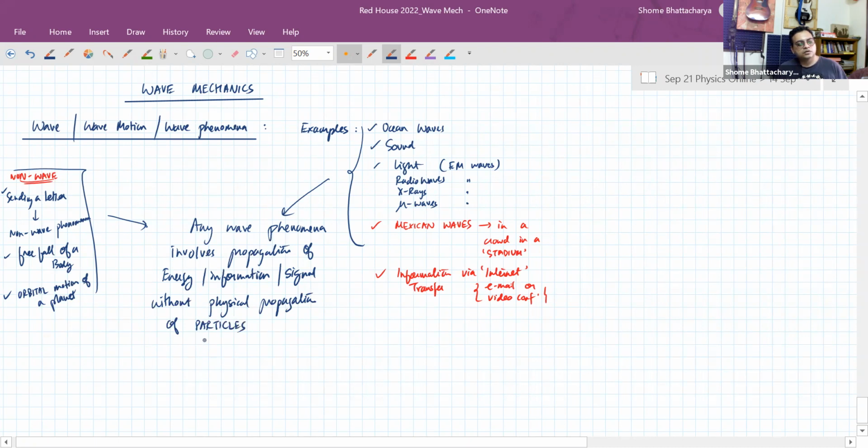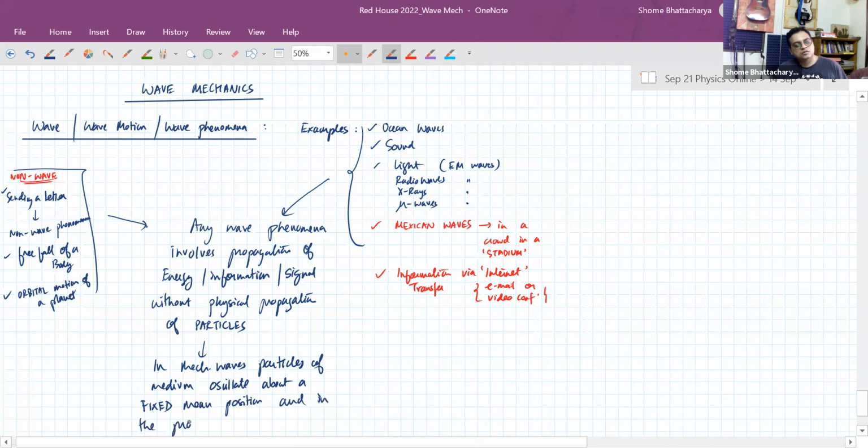In mechanical waves, particles of the medium do move, but particles of the medium oscillate about a fixed mean position. And in the process, energy propagates.